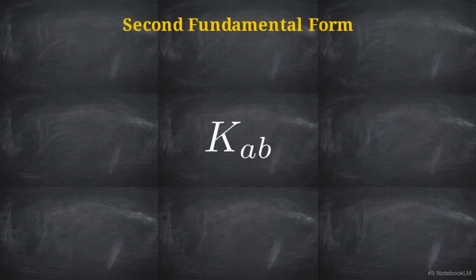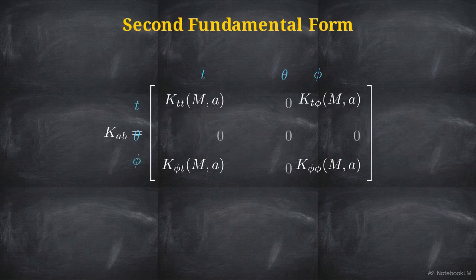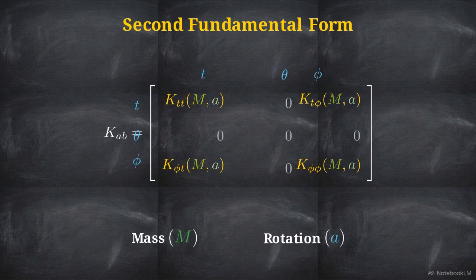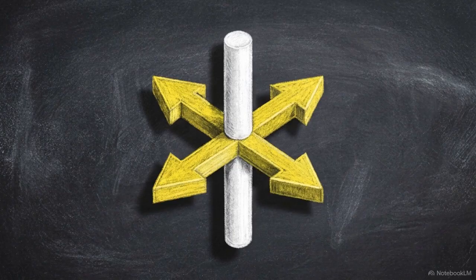We measure this embedding using the second fundamental form, K_AB. A direct calculation at r = 0 shows that the time and angular components are non-zero and depend on the mass and rotation of the black hole. The intrinsic flatness of the spatial slice does not imply that the world tube is extrinsically trivial. This non-zero extrinsic curvature determines if two regions can be joined smoothly.